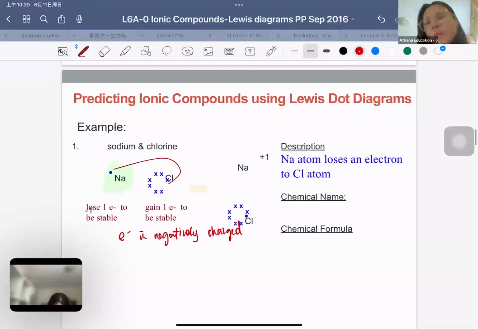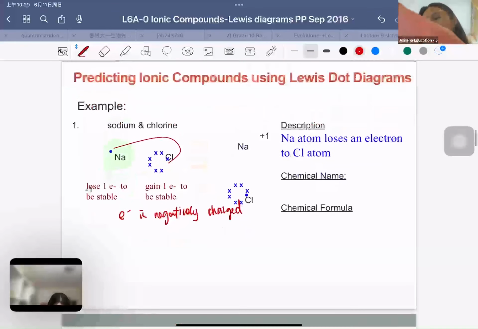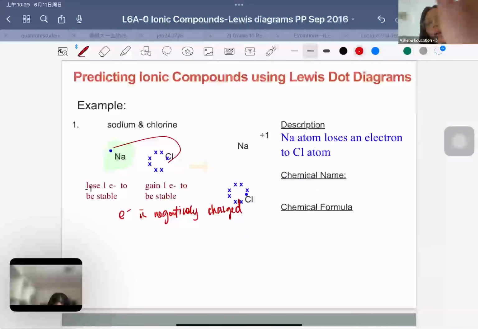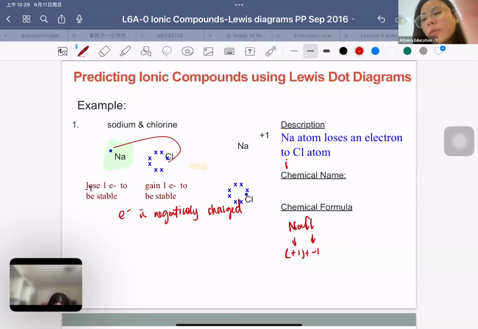For the chemical name, because it's a 1:1 ratio, the formula will just be NaCl, because it's a 1:1 ratio. So this is Cl. This one has a positive 1 charge, and this one has a negative 1 charge. So if you add the 2 together, it's 0. So the overall is 0. That's perfect. It's a 1-to-1 ratio, you don't need to do anything.